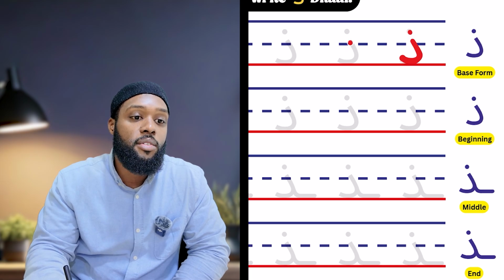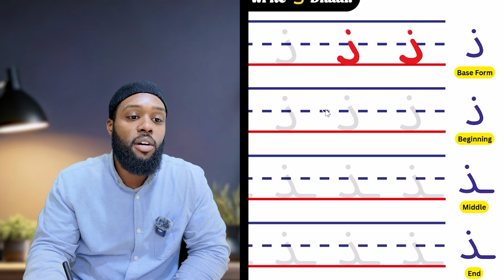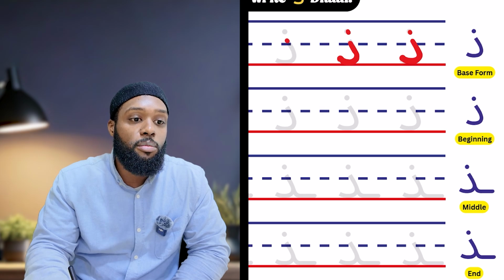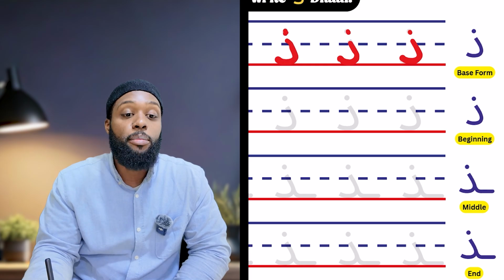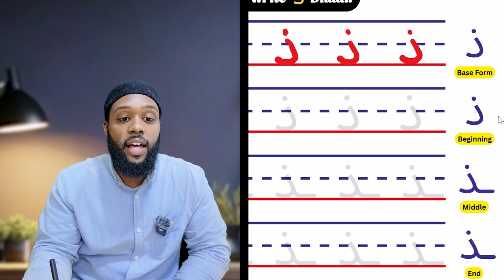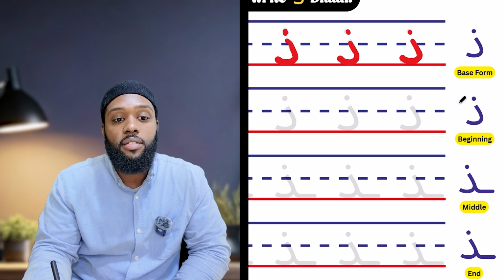One more time, start from the top, draw this curved boomerang type shape and place that dot above. At the beginning of a word, the letter Dhal looks like this, right?